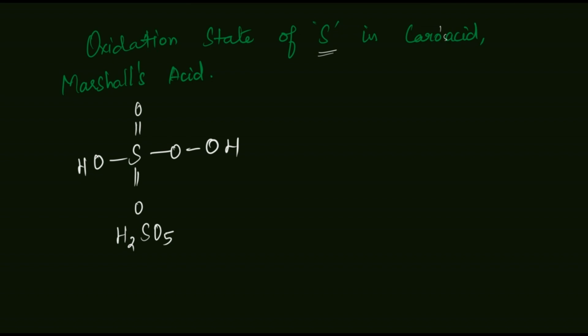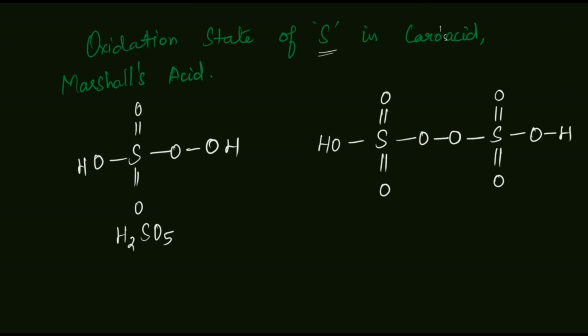2 hydrogens. Similarly, what about Marshall's acid, which has a peculiar peroxo bond? In between I have the peroxo bond. Sometimes they would ask what the oxidation state of oxygen is here as well, so be careful with these types of questions. This again has a formula of H2S2O8, with 1, 2, 3, 4, 5, 6, 7, 8 oxygens. So what is the oxidation state of sulfur?